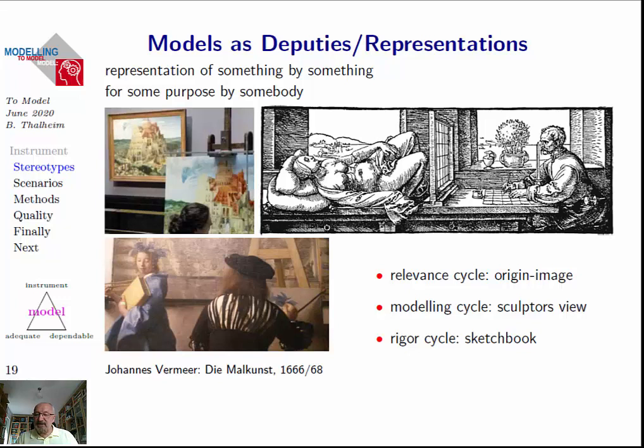In design science we have a relevance cycle. That means in this case we know what is relevant, what should be represented. We have a modeling cycle. That could be, for instance, the sculptor's view. And we have a rigor cycle. That is nothing else in this case as the hidden or the properly used sketchbook to handle the model usage. That means in this case we are again using some kind of stereotypes to have some kind of repeatable modeling scenarios.